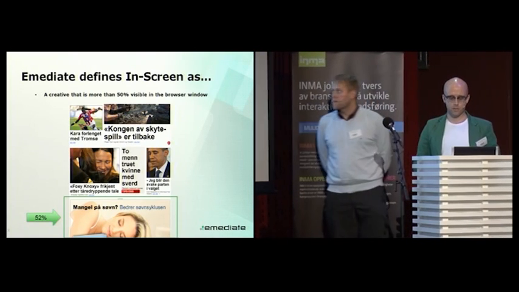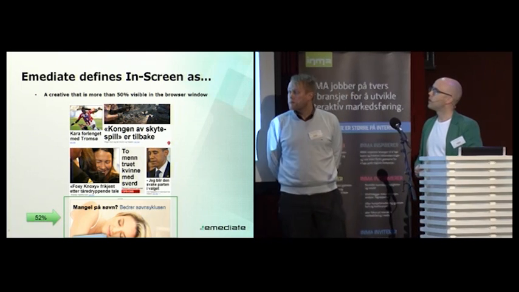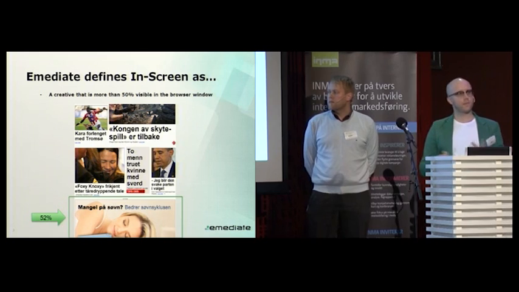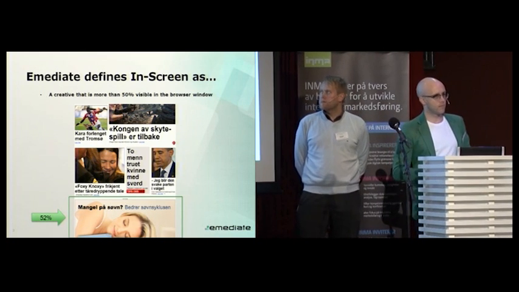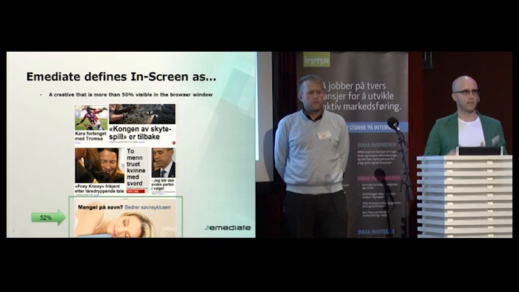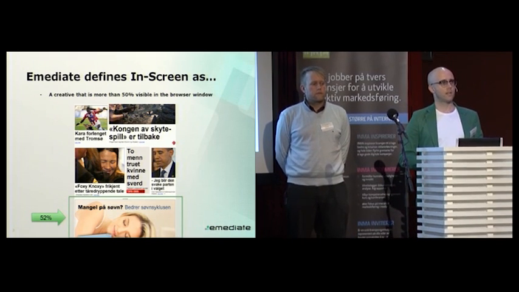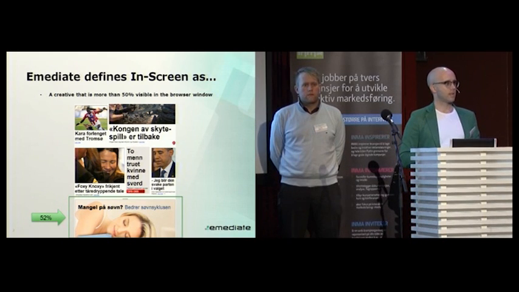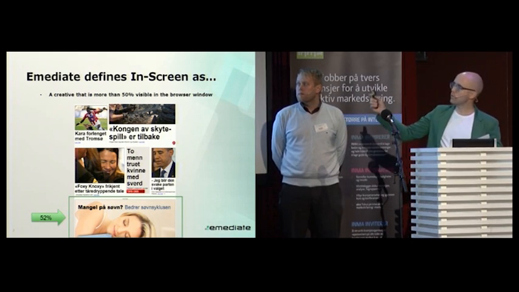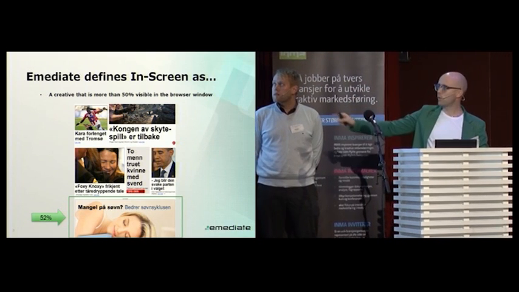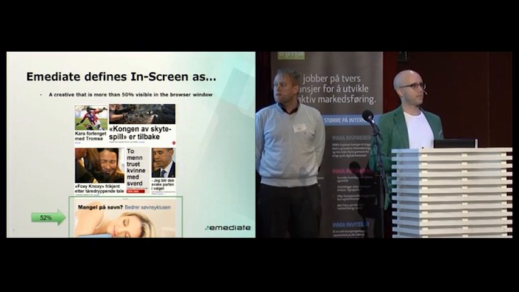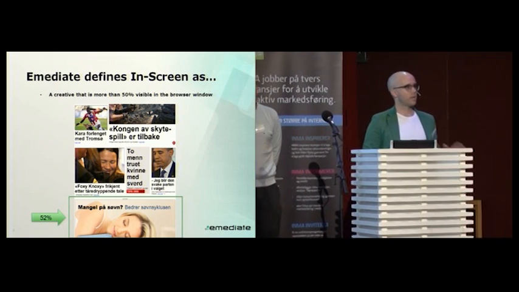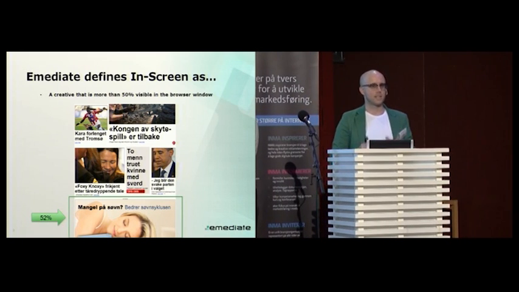This is an example of a web page. Down here we have a creative that is 52% visible in the browser window. According to us, that creative is in screen, and therefore we register an in-screen impression on that campaign. If I were to scroll up so that the creative was only visible like 10-15% in the browser window, we wouldn't count that as an in-screen impression, or at least we wouldn't count the time that it is in screen.